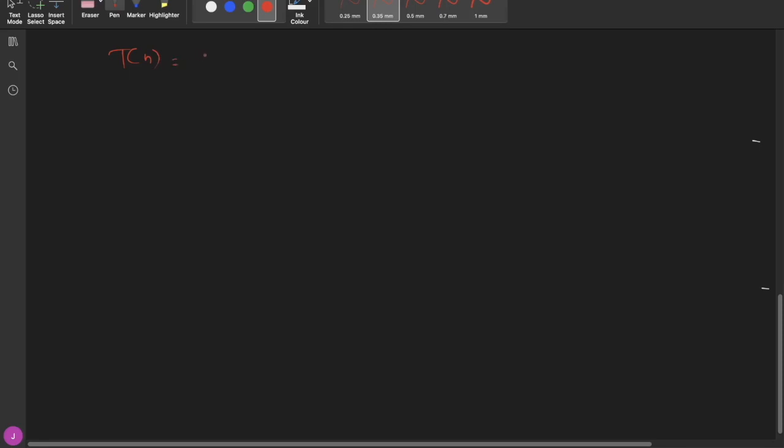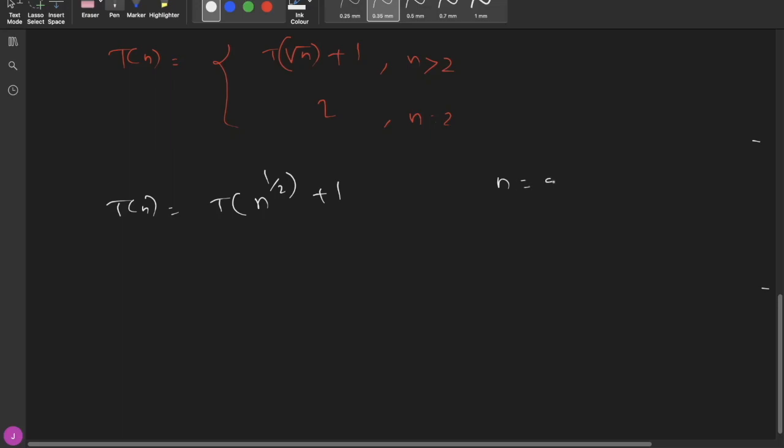T of n equals T of root of n plus 1 when n is greater than 2, and at n equals 2 we get 1. So this is our question. We have to use the master theorem now. Now I can write it as T of n equals T of n power half plus 1, assuming n equals 2 power m. Why am I taking n equals 2 power m? After solving this you can get the idea.